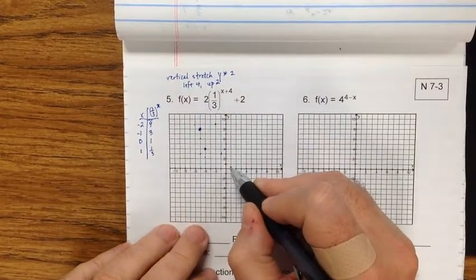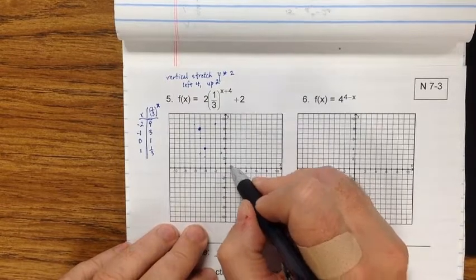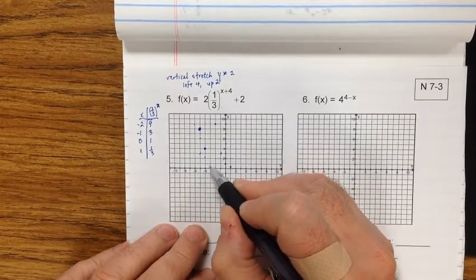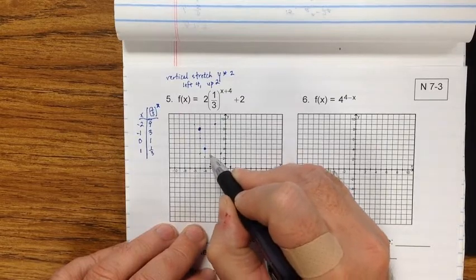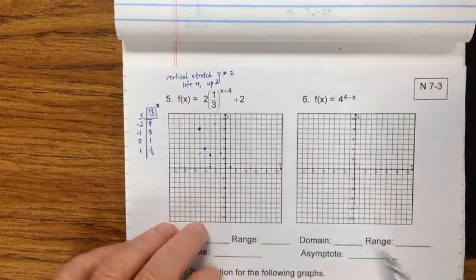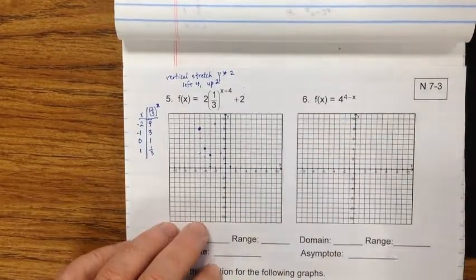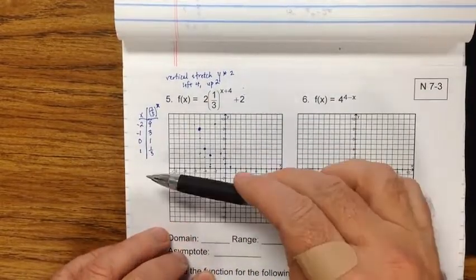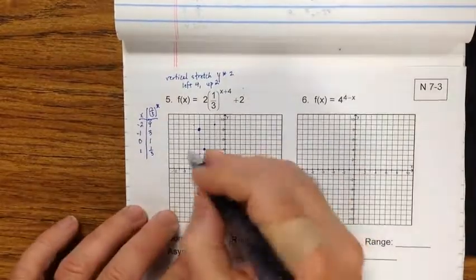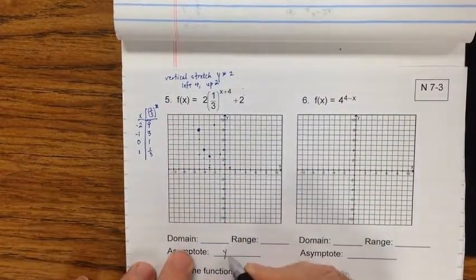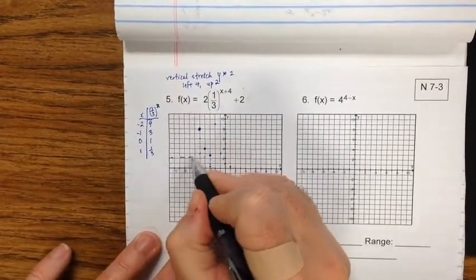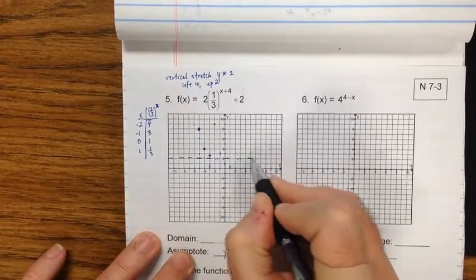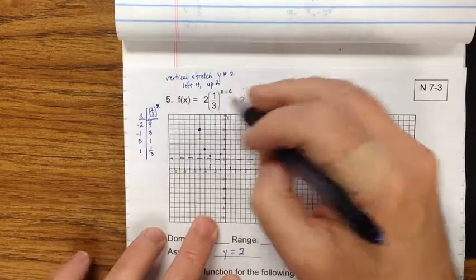This (1, 1/3), I go 4 to the left, 1, 2, 3, 4 is right here. I double it, well 1/3 doubled is only 2/3, and then I go up 2, puts me right here. My asymptote is going to be y equals 2. Y equals 0 usually, but I'm shifting everything up 2. So let me write down y equals 2. Let's draw in y equals 2, and let's draw that graph in.